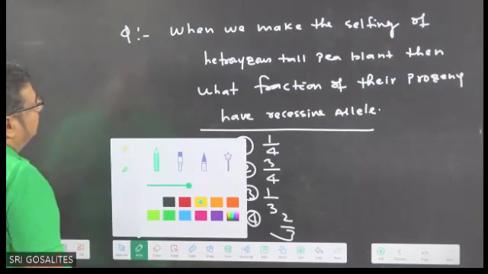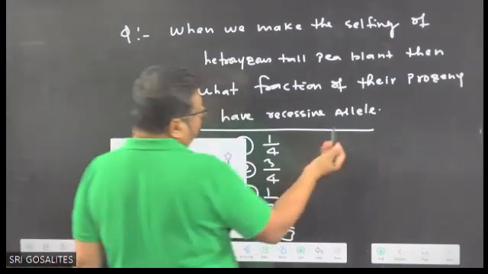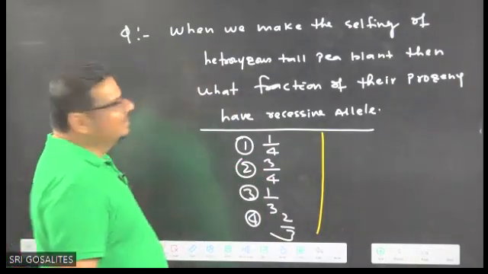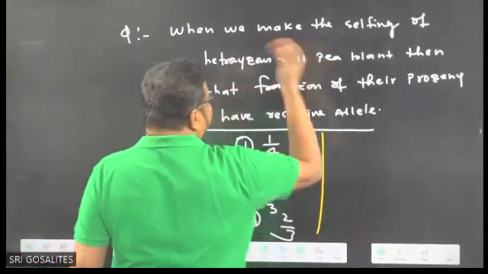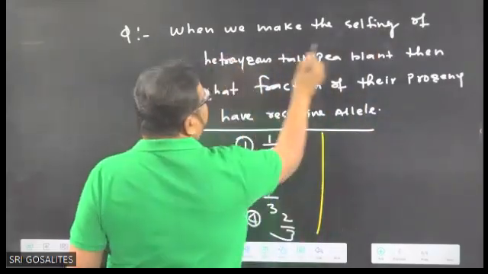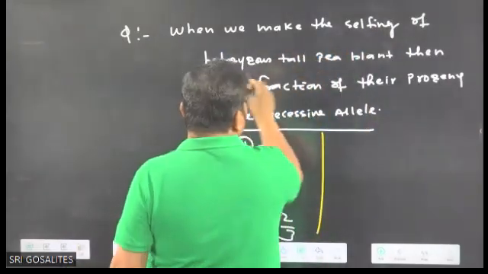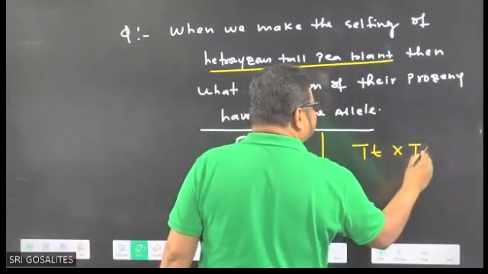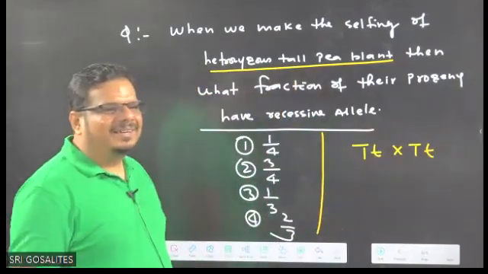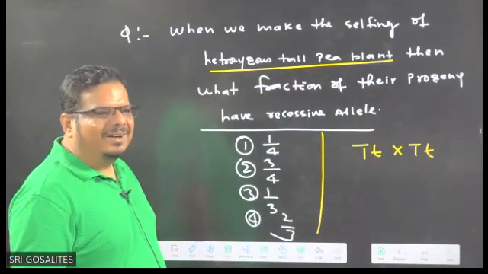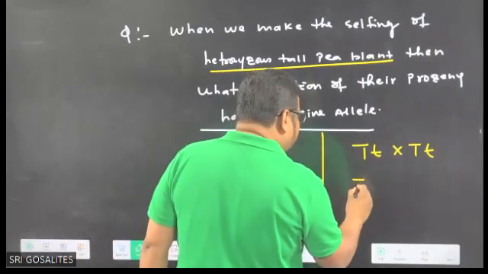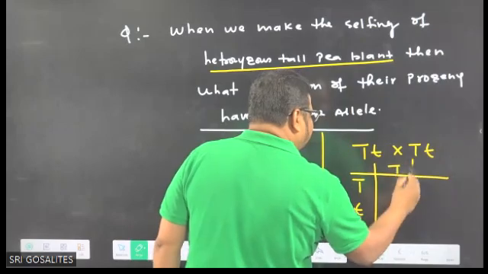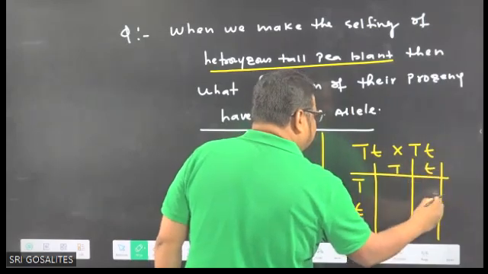Give your attention. Now I am solving once again. See, common procedure, no? You get tired of writing, so I think it just came in your reflex action now. When we make the selfing of heterozygous tall pea plant, do it: capital T, small t, capital T, small t. Now what are the gametes? Capital T, small t. What will the result be?